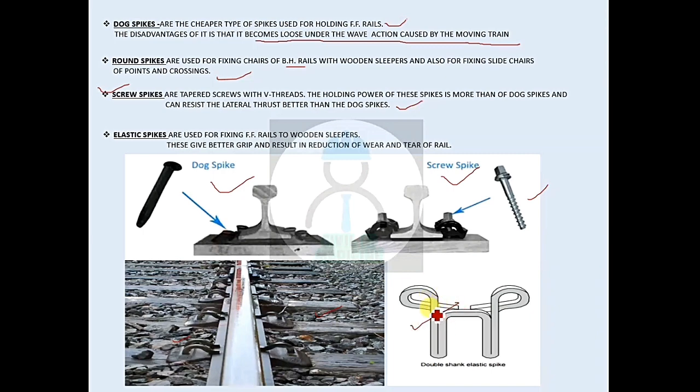Generally, elastic spikes are of two types. First one is single shank and second one is double shank. In this diagram, this one is the single shank, and this one is the double shank spike.